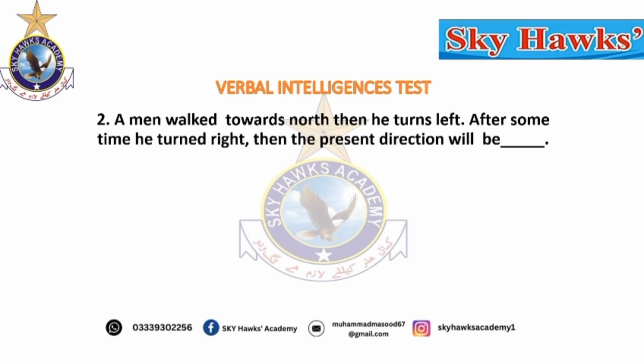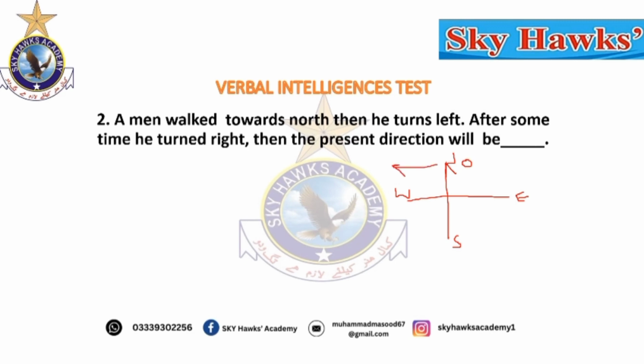Next question, we have a man walked towards north, then he turned left. After some time he turned towards right, and then the present direction will be, see, you should be knowing this chart. North, this is north actually, this is south, east, west. So man is present here. Right now his direction is this. Then he moved towards left, which means he would be facing now here.